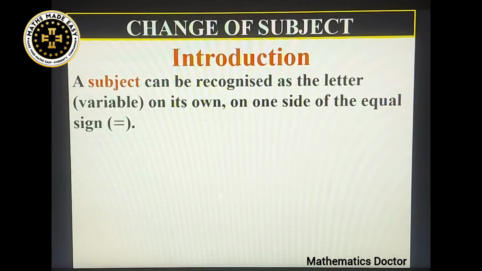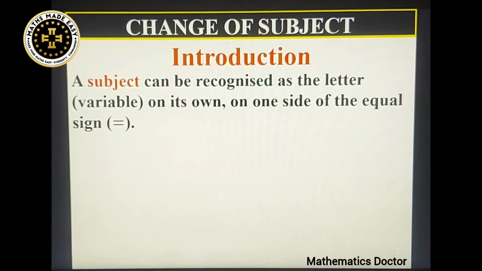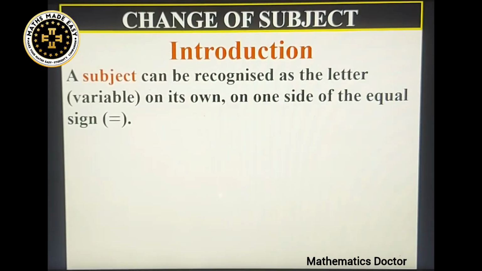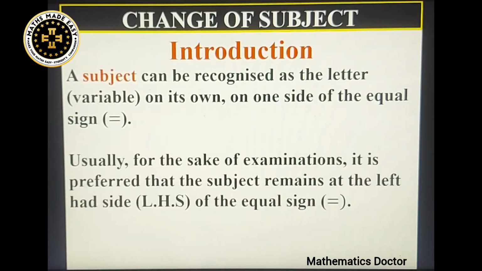Now, let us get into another part of the introduction. It says that a subject can be recognized as the letter or variable on its own, on one side of the equal sign. That is also one way you can identify a subject. It goes further to say that usually, for the sake of examinations, it is preferred that the subject remains at the left-hand side of the equal sign. Yes, it is very true.